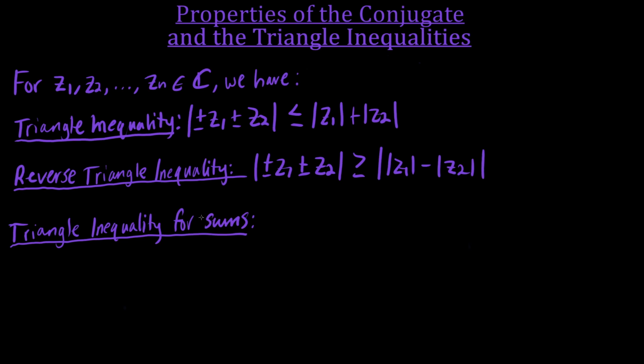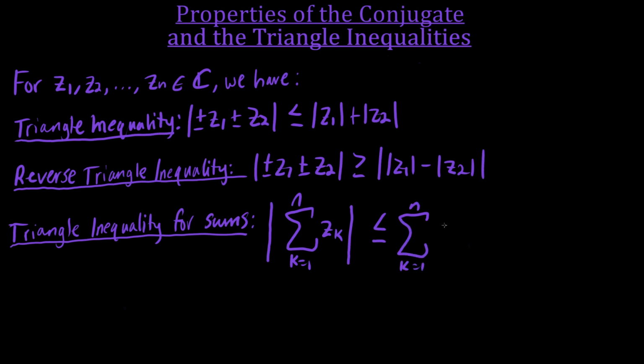Now let's talk about the triangle inequality for sums. And this is essentially just the same thing as the triangle inequality, except it addresses the case where you have an arbitrary number of z's within the modulus. So the triangle inequality for sums says that the modulus of the sum running from k equals 1 to n of z sub k must be less than or equal to the sum running from k equals 1 to n of the modulus of z sub k.